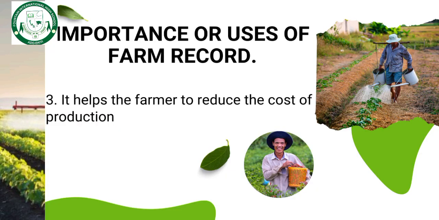Number three, it helps the farmer to reduce the cost of production. If you remember in our previous class where we discussed pricing and advertising, I told you that the cost of production is a major factor that affects the price of agricultural produce. So when a farmer is spending too much money in producing a particular product, the effect is that it's going to increase the price of that product. When the price of a product is too high, it may affect demand.